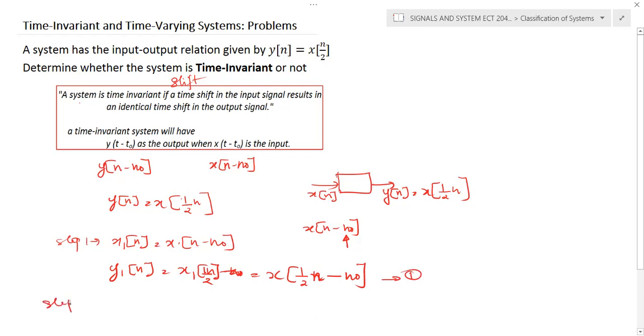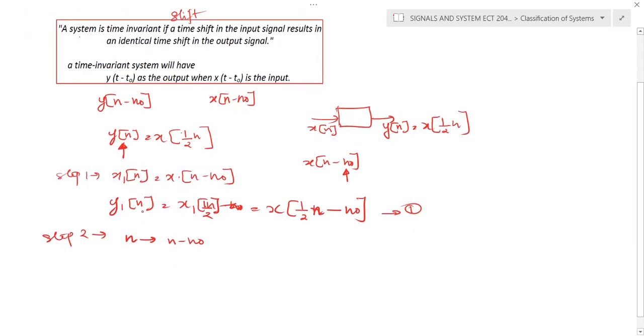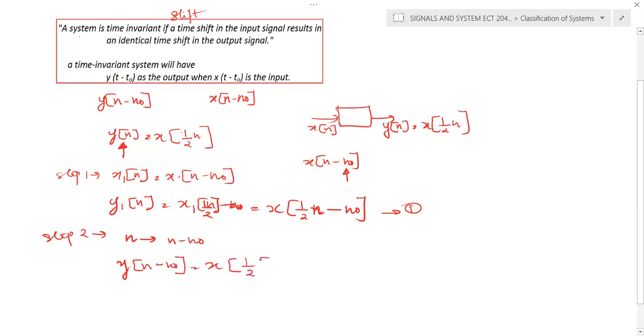And in step 2, we are changing n to n minus n0, because we need the shifted version of the output signal. So in the given equation, in place of n, we will write n minus n0. So it becomes y of n minus n0 is equal to x of 1 by 2, in place of n, n minus n0. If you compare these two equations, we can say that these two equations are not equal. 1 not equal to 2. So the given system is a time varying system.